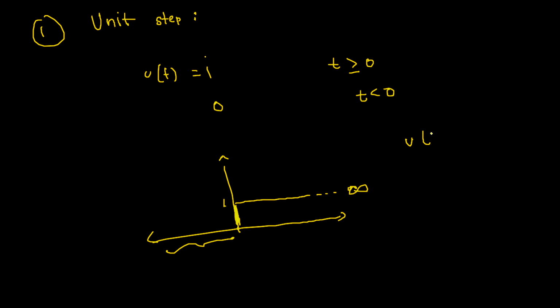Now let's say I have u of t minus 3. What will my graph be? What I am actually doing here is performing time shifting, and it's shifting by a magnitude of 3 units to the right. Since it's t minus t naught, I'm shifting it to the right. So it shifts to the right, and from there on it's 1 all the way till infinity. So this is the basic unit step function.